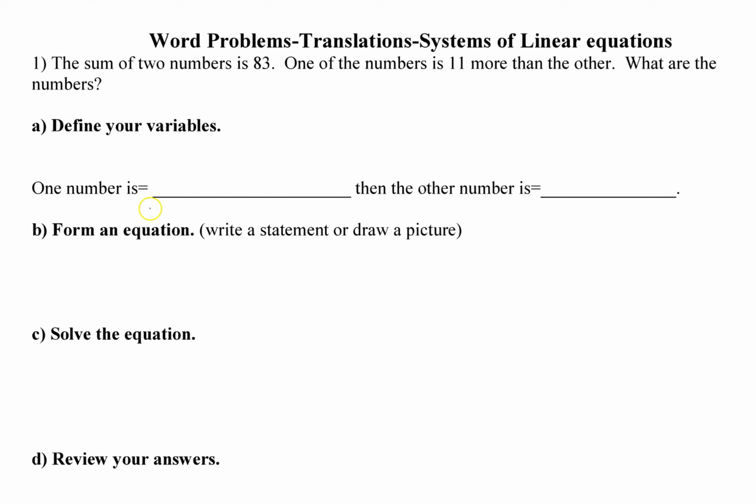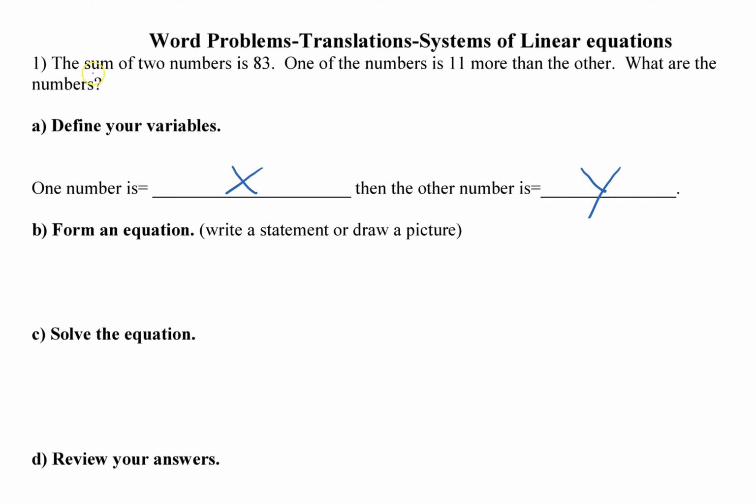I've already written them down here. One number is, and we just call that x. You always want to start by defining your variables. Very, very important part of word problems. The second variable would be y. So one number is x, the other number is y. And then all we have to do, just like we've done with other ones, is plug the x and the y back in for each statement.